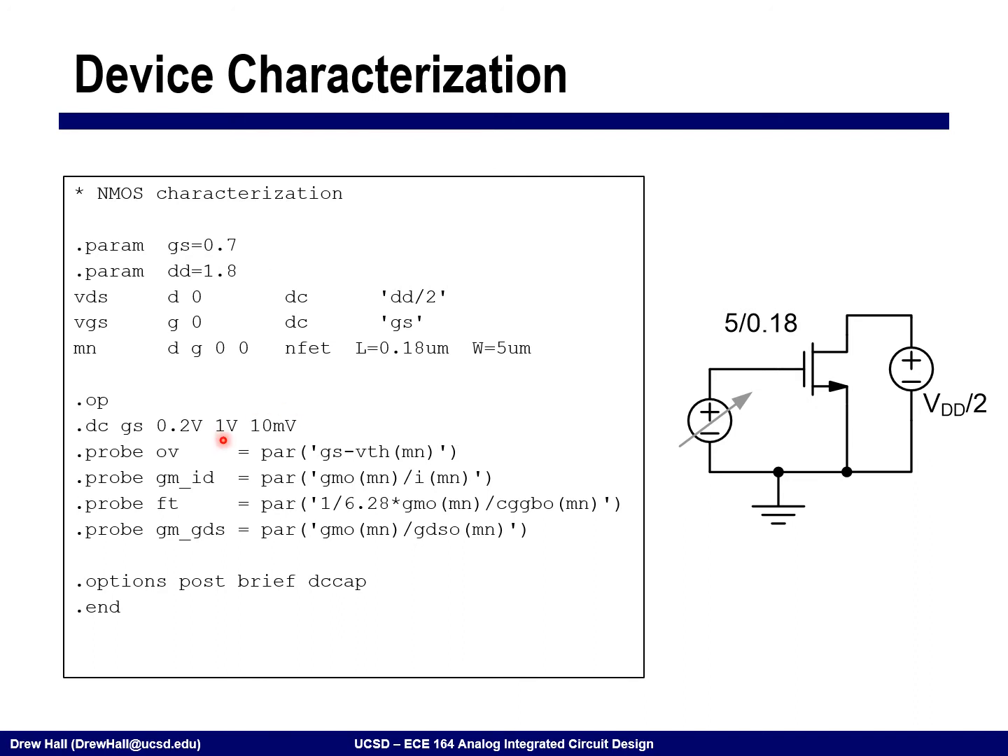Then what we're going to do now is sweep VGS, and then probe or measure several quantities. We're going to measure the overdrive voltage. We're going to measure GM over ID. We're going to measure FT, and we're going to measure GM R0.